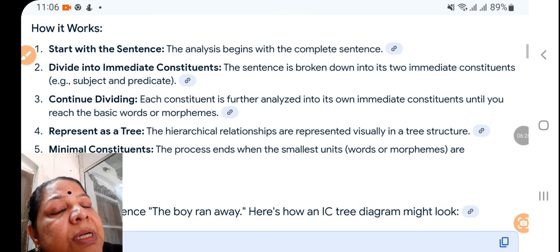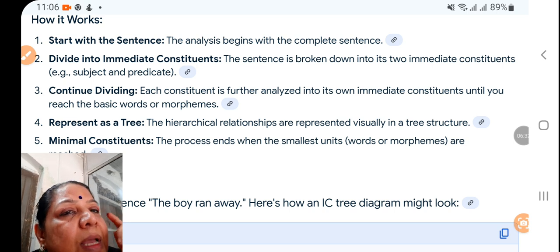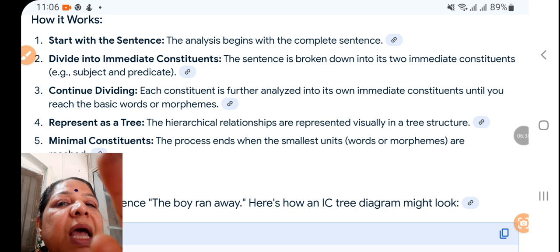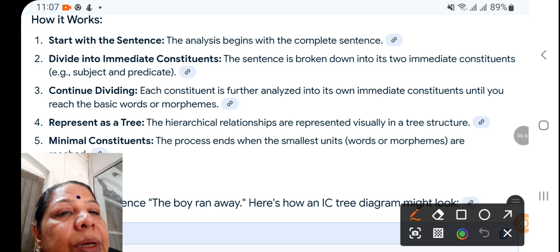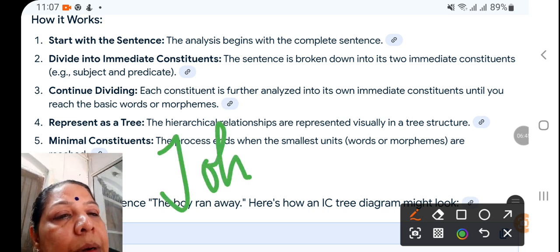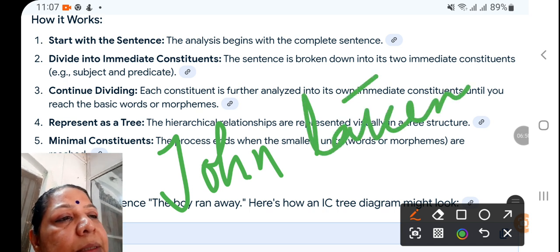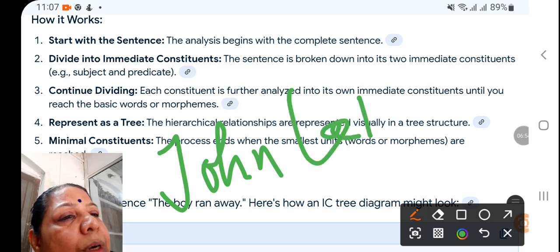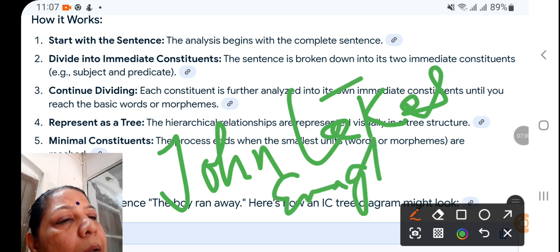How does it work? First, start with the sentence. The analysis begins with the complete sentence. I'm giving you an example. Suppose I say, John takes English classes. John takes English classes.